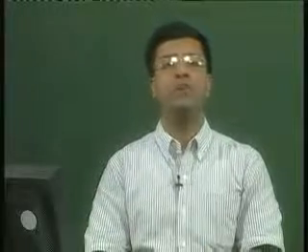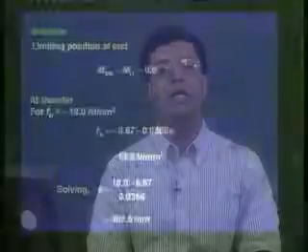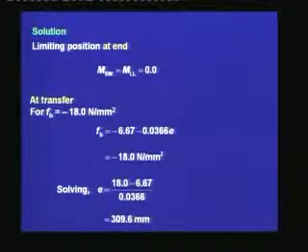Similarly, we can find out the limiting position at the end. For the end, the moment due to self-weight and live load is equal to 0. Going through a similar procedure at transfer with FB, the stress at the bottom equal to minus 18 Newton per millimeter square, we find out an eccentricity which is equal to 309.6 millimeters.